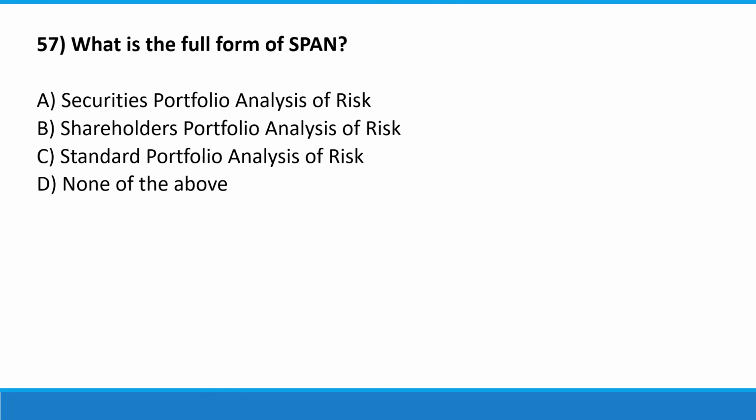What is the full form of SPAN? Option A, securities portfolio analysis of risk. Option B, shareholders portfolio analysis of risk. Option C, standard portfolio analysis of risk. And option D, none of the above. The correct answer is option C, standard portfolio analysis of risk.